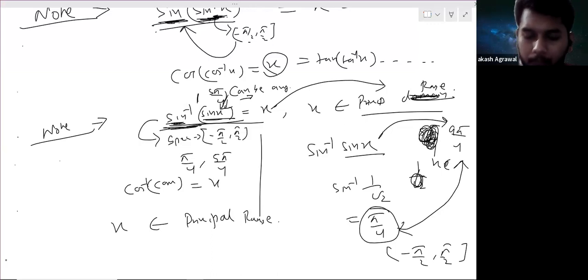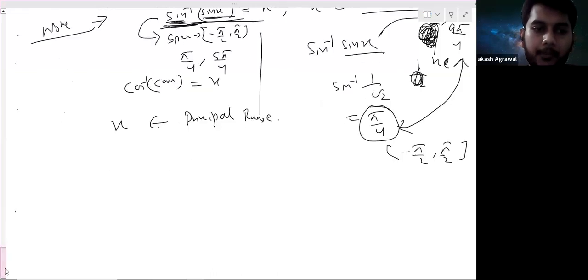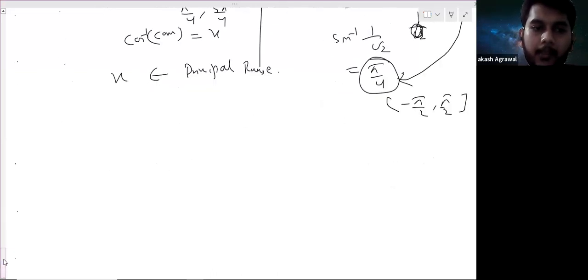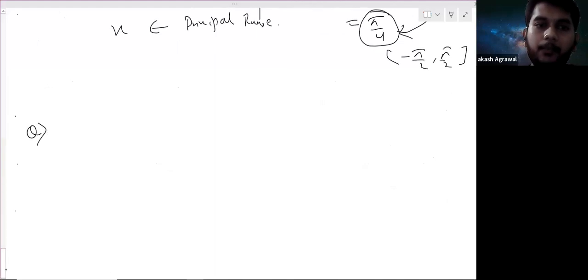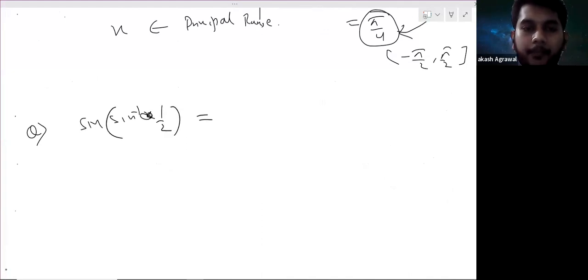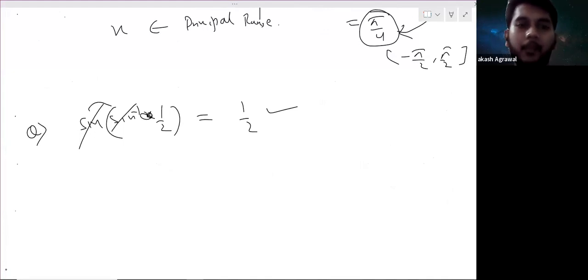Done, sir. Okay. So let's solve few questions. Suppose I give you sine of sine inverse half. Can you tell me the answer? 1/2, राइट? क्योंकि साइन ऑफ साइन इनवर्स है तो ये सीधे हम काट सकते हैं. ऐसे काटना मत, काट सकते हैं बट हाफ.